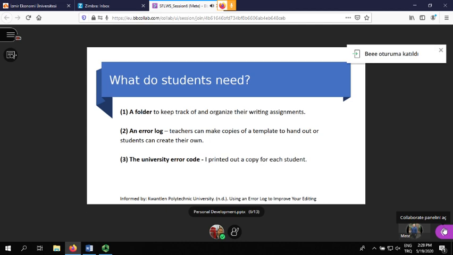Then we will also need the university error code, all right, which I printed out as well. Students kept the error log and the university error code in their folders.